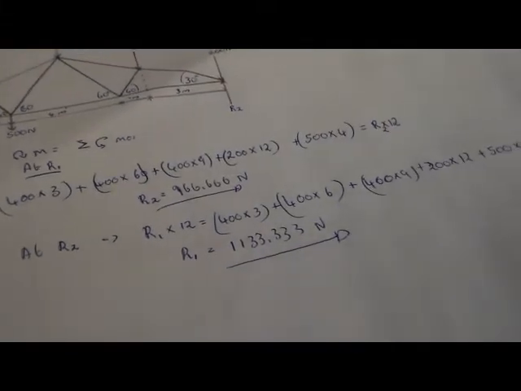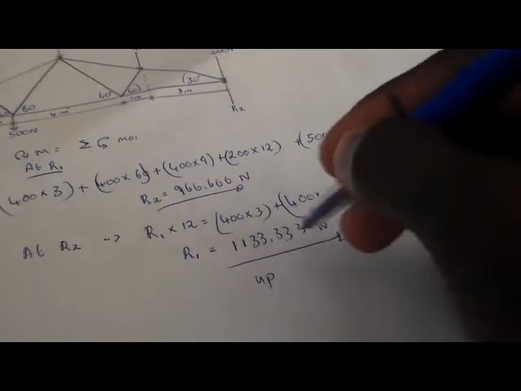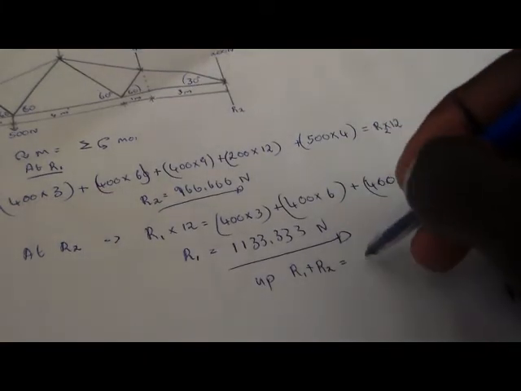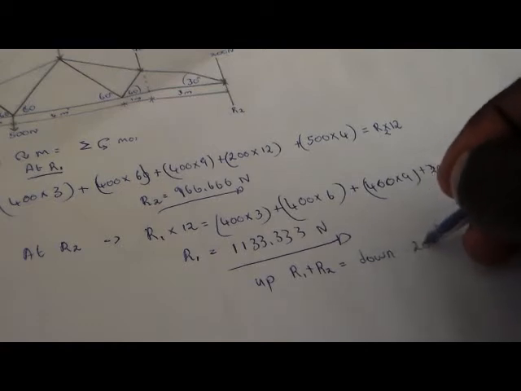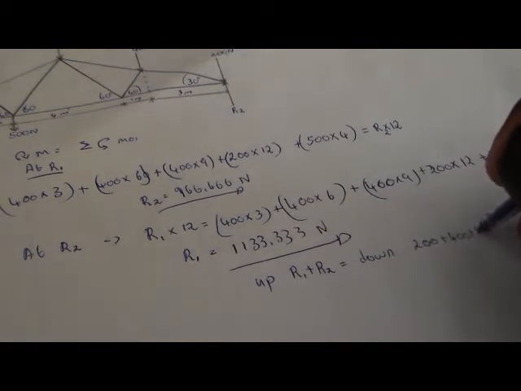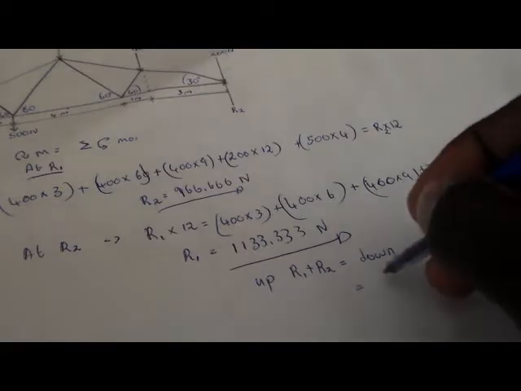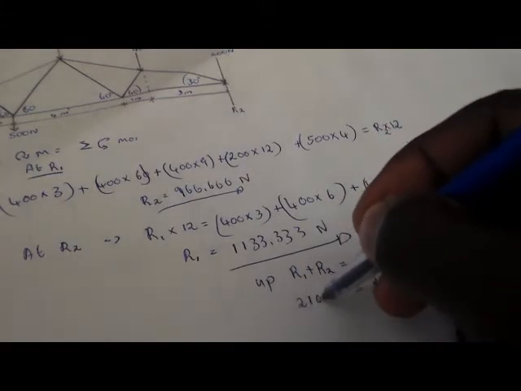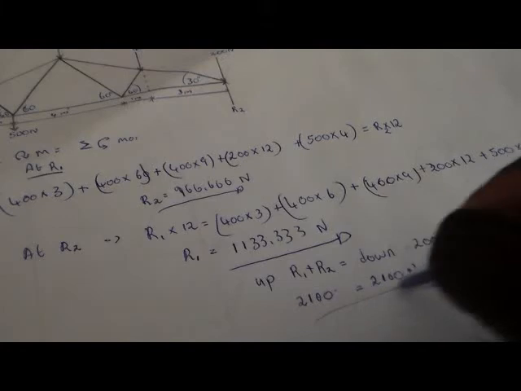To make sure that our forces are correct, we have to balance the upward forces and the downward forces. The upward forces, which are our reactions R1 plus R2, should equal our downward forces, which are 200 plus 400 plus 400 plus 400 plus 500. Therefore it should give us 2100, and this side should also be 2100. Yes, 2100. So this is our reaction.